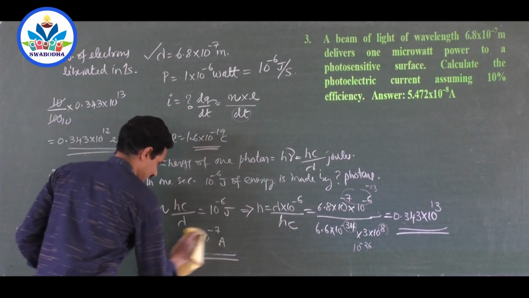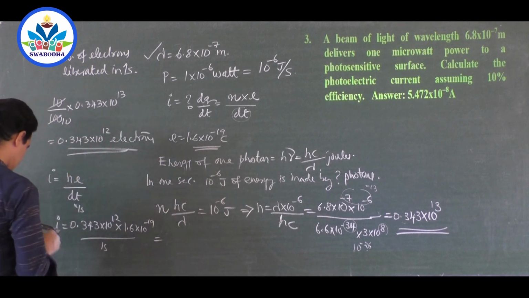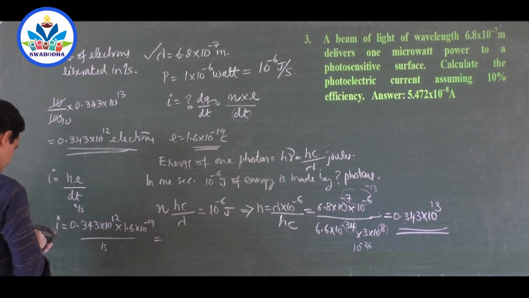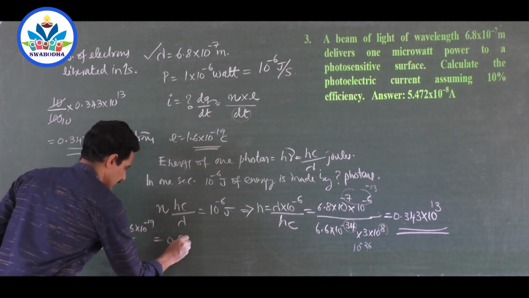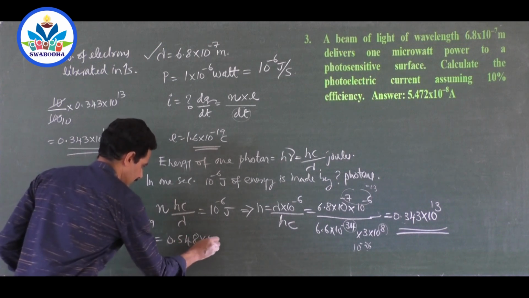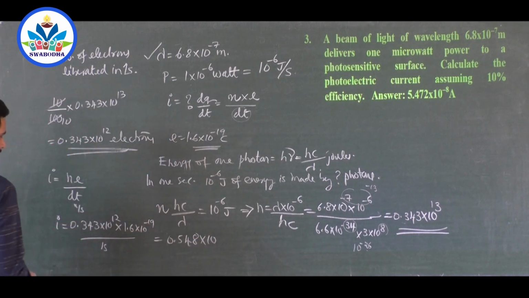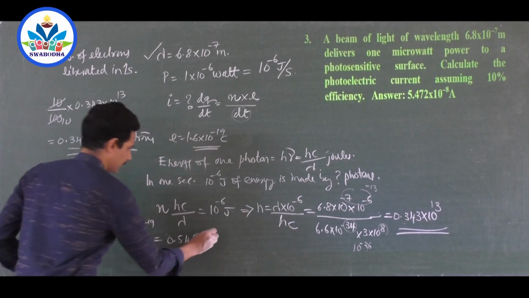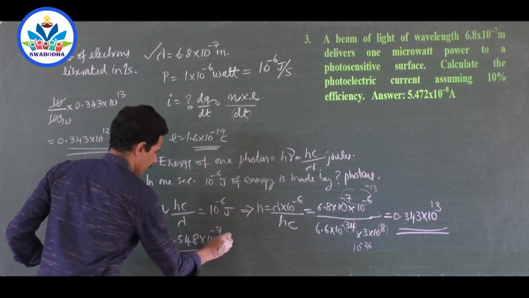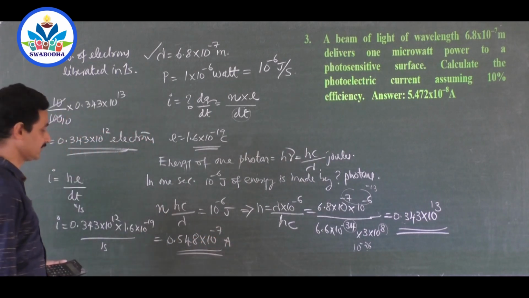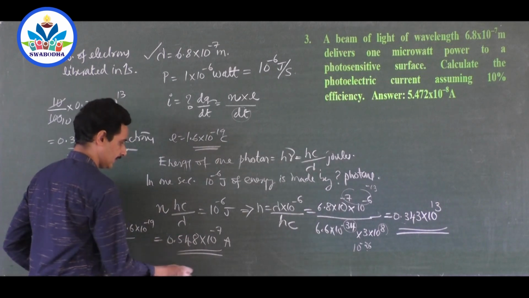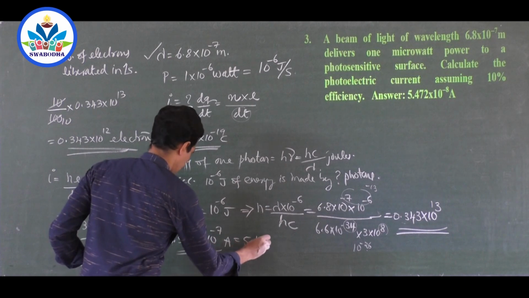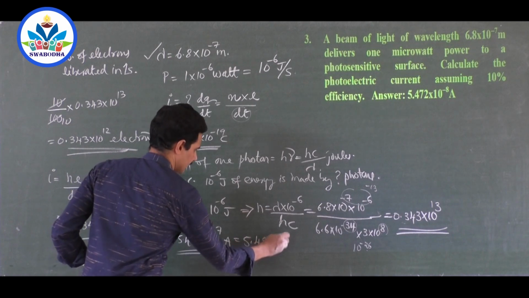This is this multiplication. My calculator is... 0.343 into 1.6 is equal to 0.548 into 10 to the power minus 7 amperes. Yeah, what is the answer there? 5.47 into 10 to the power minus 8. It is correct. If you place this here, 5.48 into 10 to the power minus 8 amperes.